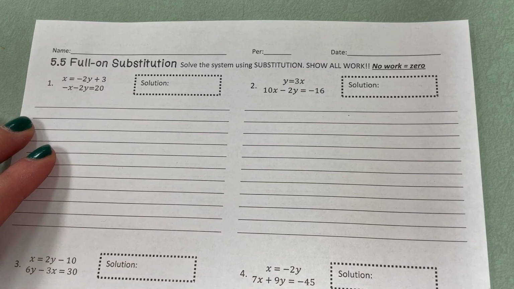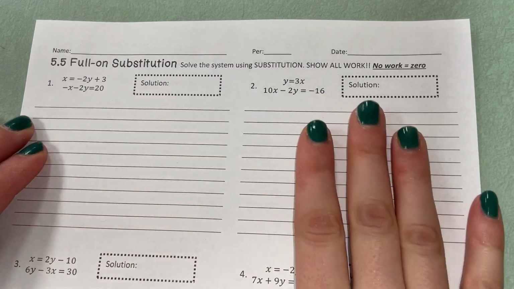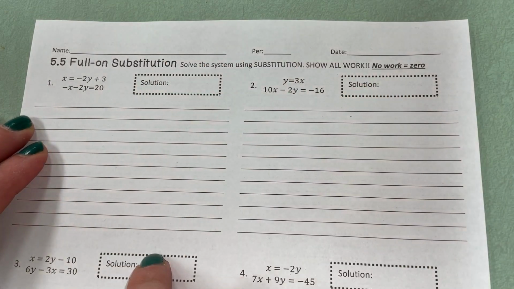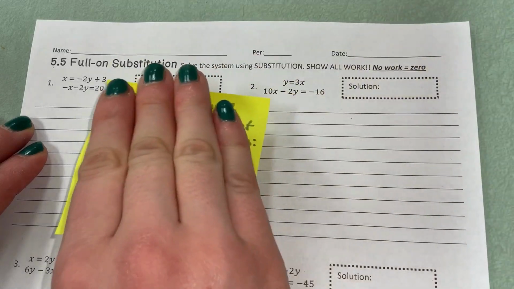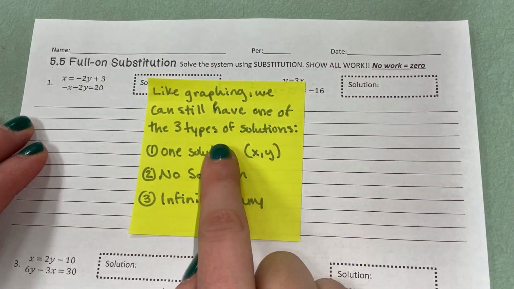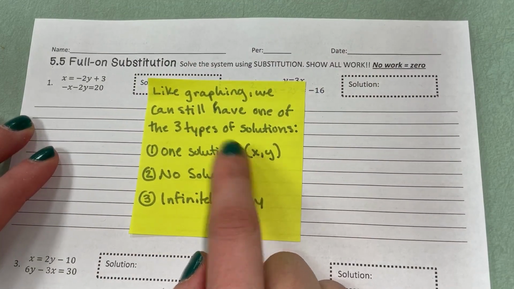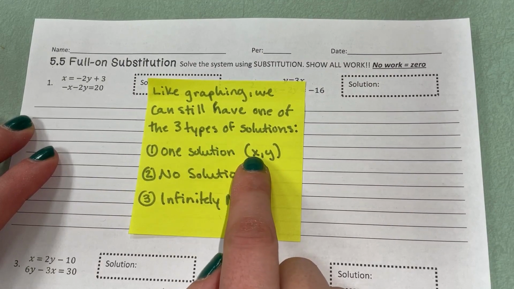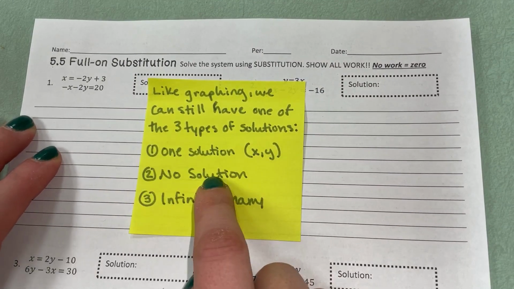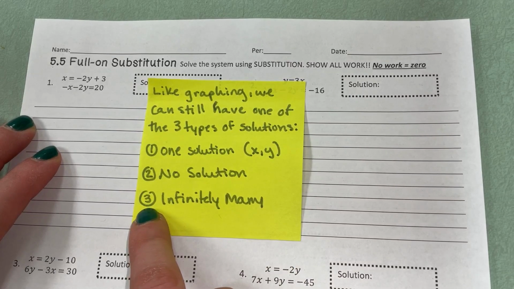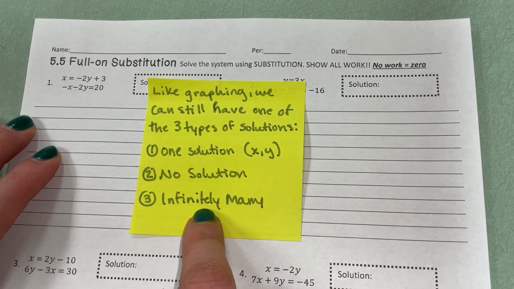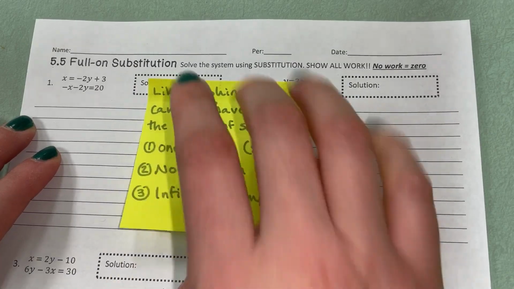Okay, so yesterday we practiced how to do substitution, and today we're actually going to use substitution to find some solutions. Before we begin, just like graphing, we can still have three types of answers. We can have one answer, which is going to be written as x comma y. We can have no answer, which we have to write as no solutions. Or number three, infinitely many solutions. And we're going to talk about all three of these.